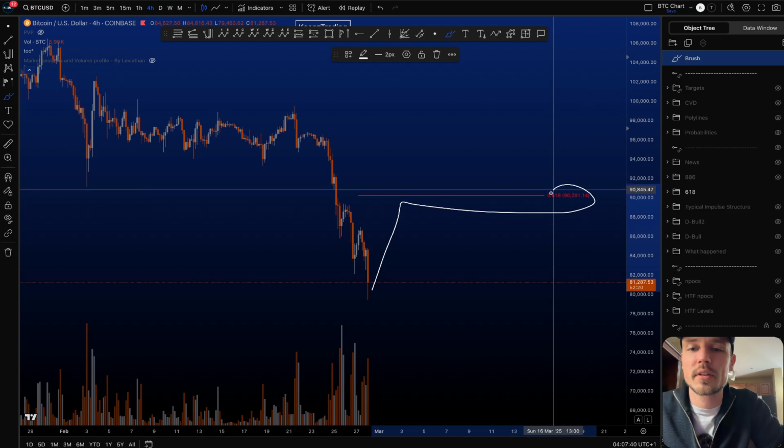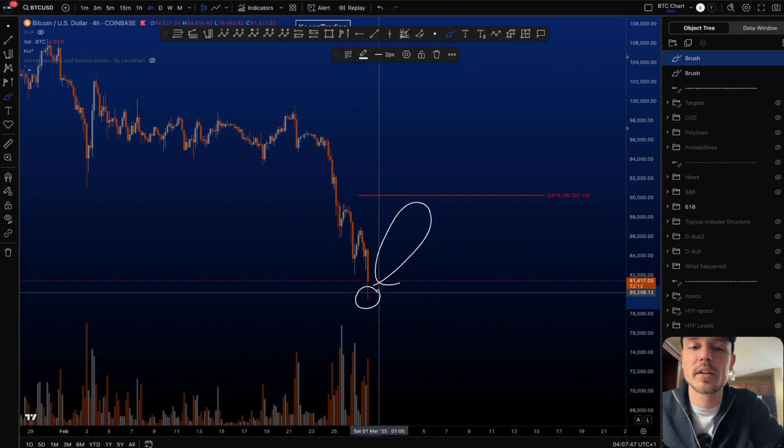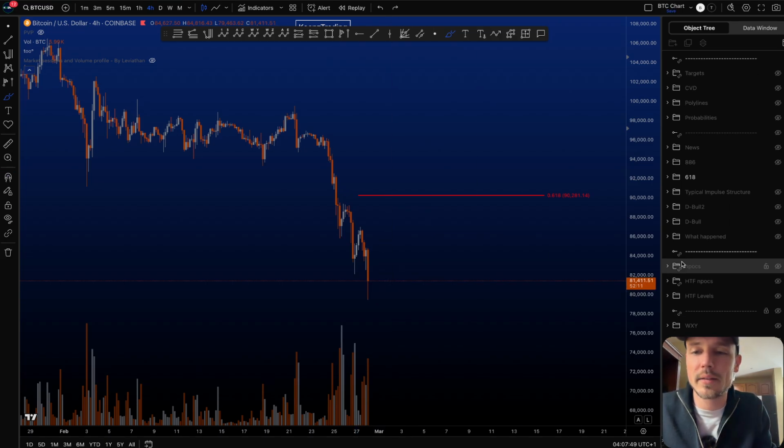If price moves up, touches 90.2K, the probabilities are very low. You're looking at a wave 4 here, and the probability is higher. You finished something at that particular low.